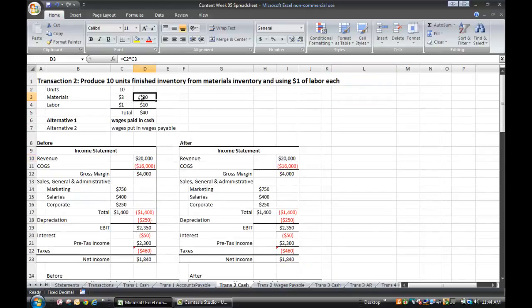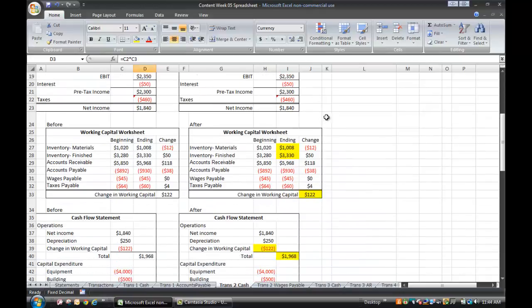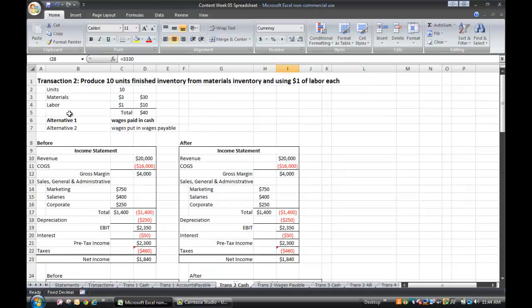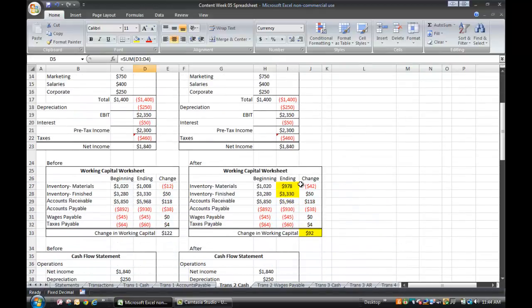Materials, we use $30 worth of materials. So inventory of materials is going to diminish by $30. It goes to $978. It used to be $1,008. Finished inventory is going to go up, but it's going to go up by the total value of $40 because it has the labor in it. So we add 40.